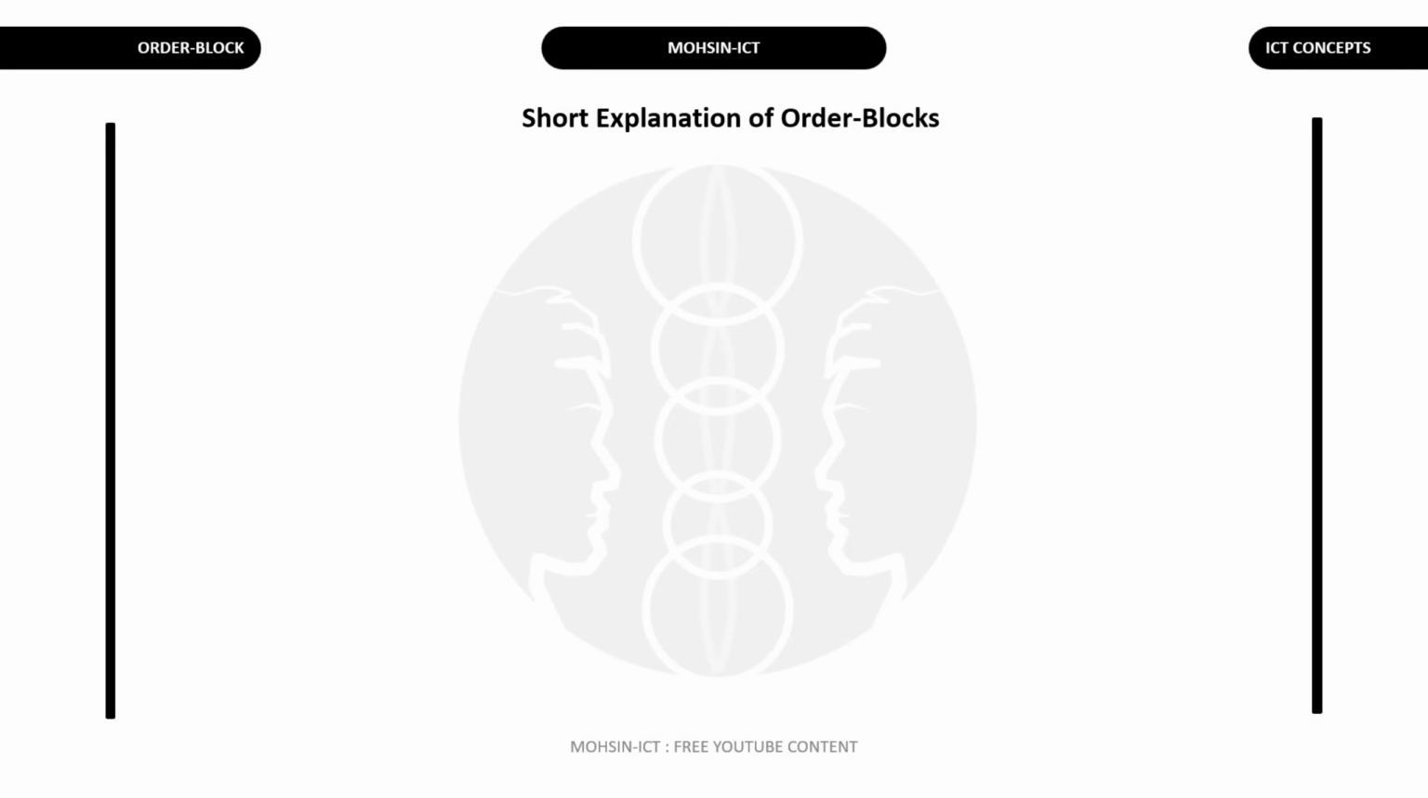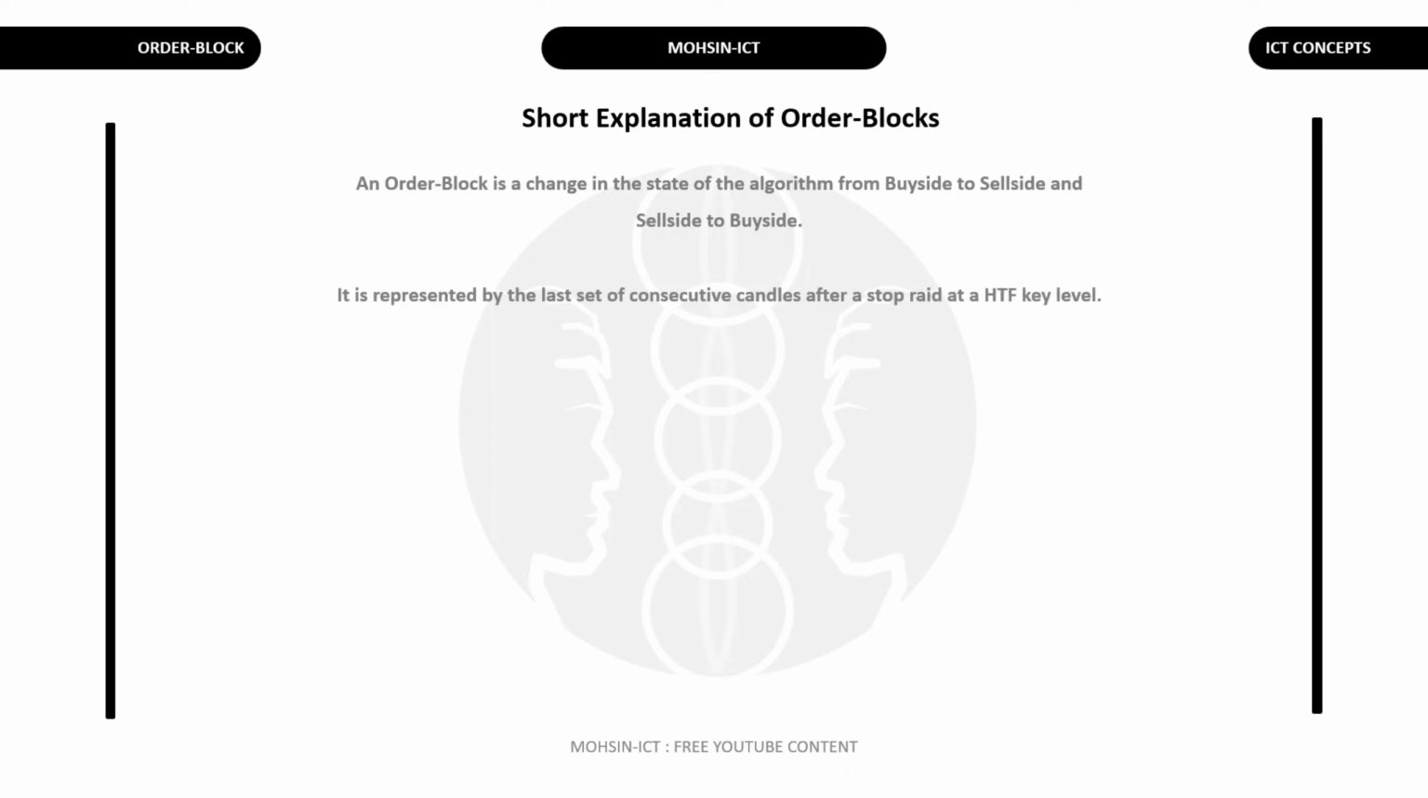For starters, let's give a short explanation of order blocks for those who are very new. Basically, an order block is a change in state of delivery of algorithm from buy side to sell side and sell side to buy side. It is represented by the last set of consecutive candles after a stop raid at a higher time frame key level. Now, these last set of consecutive candles can be bullish as well as bearish, according to the market we are looking at.